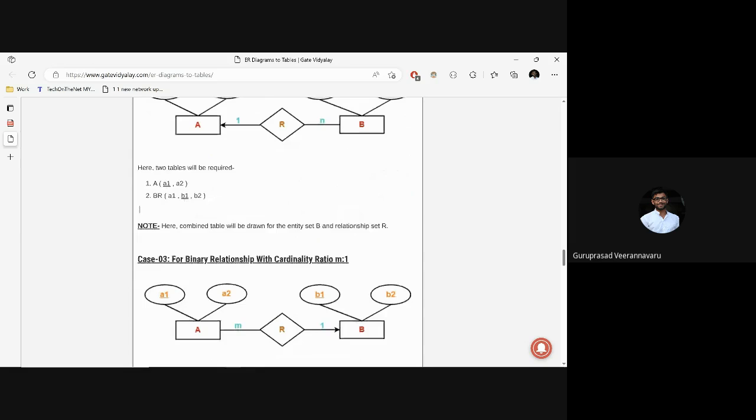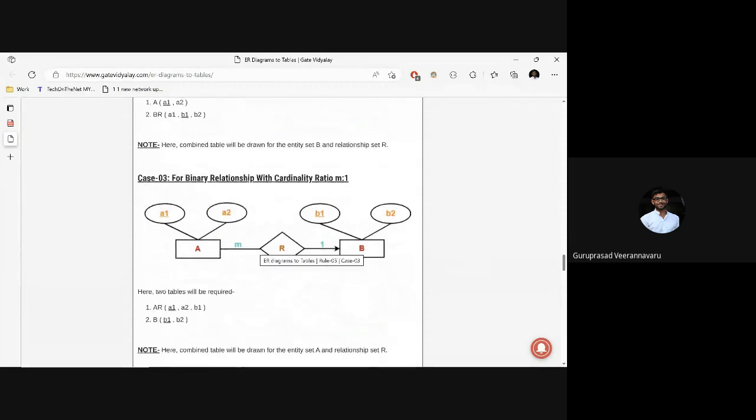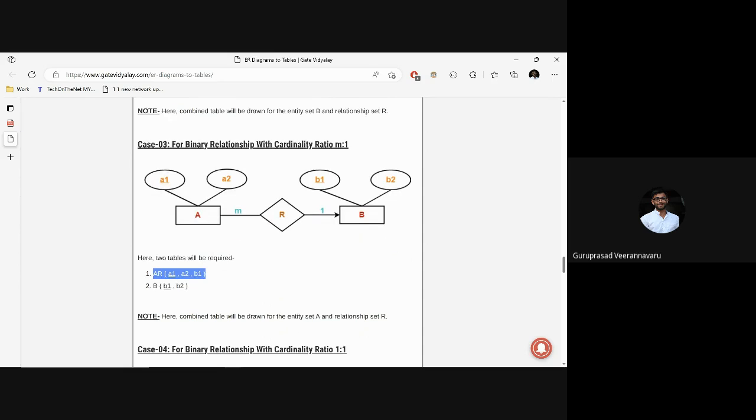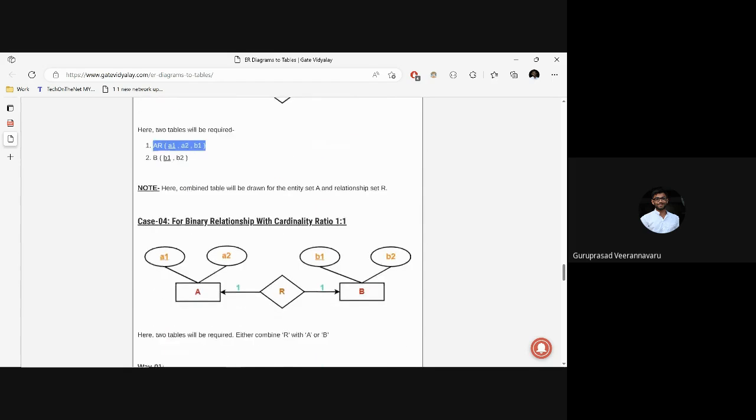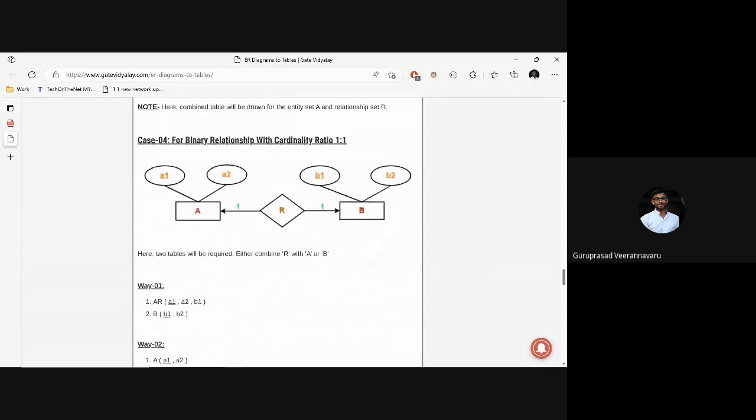And if it is the reverse, again the same. Here it is many to one. Since it is again many to one, this B will be separate. B will only have B1, B2, whereas A will always have one B for itself. So it is A1, A1, B2. Okay. And if the relationship is 1:1, you can either have A on the B side or B on the A side.